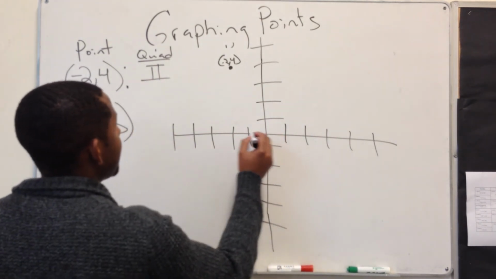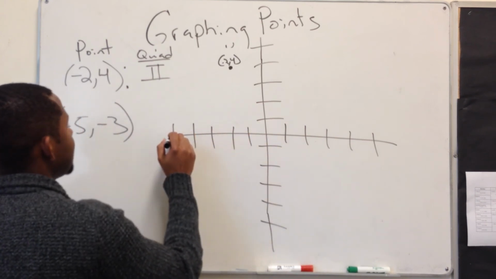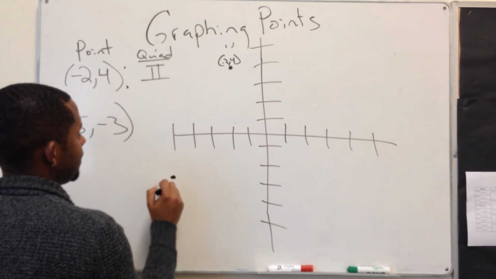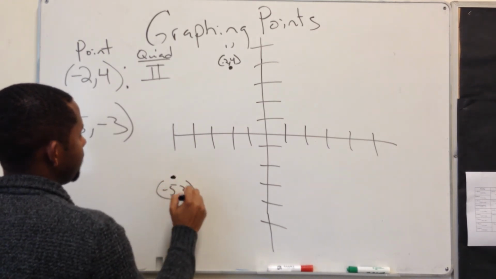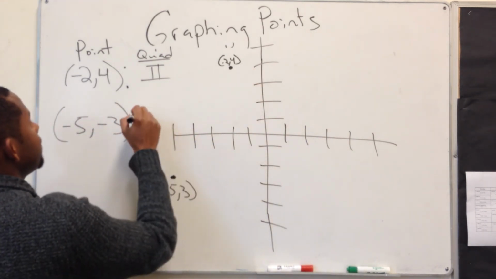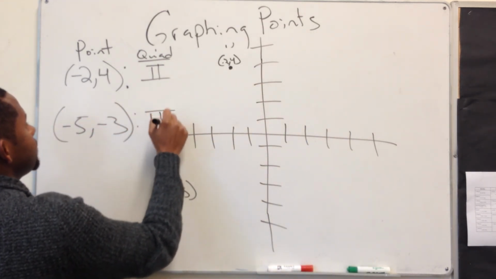All right, x is negative 5. 1, 2, 3, 4, 5. y is negative 3. 1, 2, 3. Looks like it's about right here. Here's the point, negative 5, negative 3. What quadrant is that? That is quadrant 1, 2, 3. That one is quadrant 3.